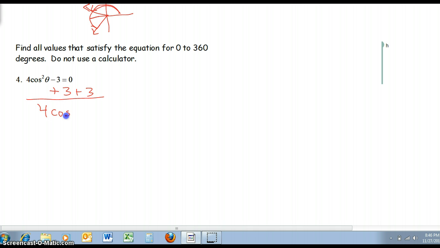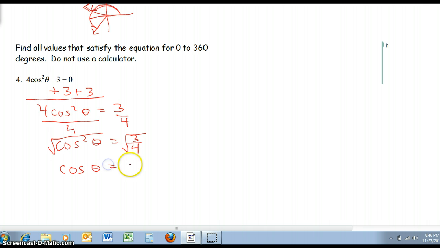And I get 4 cosine squared of theta equals 3. Then I'm going to divide by 4. And then I'm going to get cosine squared of theta equals 3/4. Then I want to get rid of this squared, so I'm going to take the square root of both sides. So the cosine of theta is going to be equal to plus or minus the square root of 3/4. And so I have to realize that if it's plus or minus the cosine, it can be in what quadrant? It can be in all 4, right? So I'm going to have 4 answers to this one because of the plus or minus.